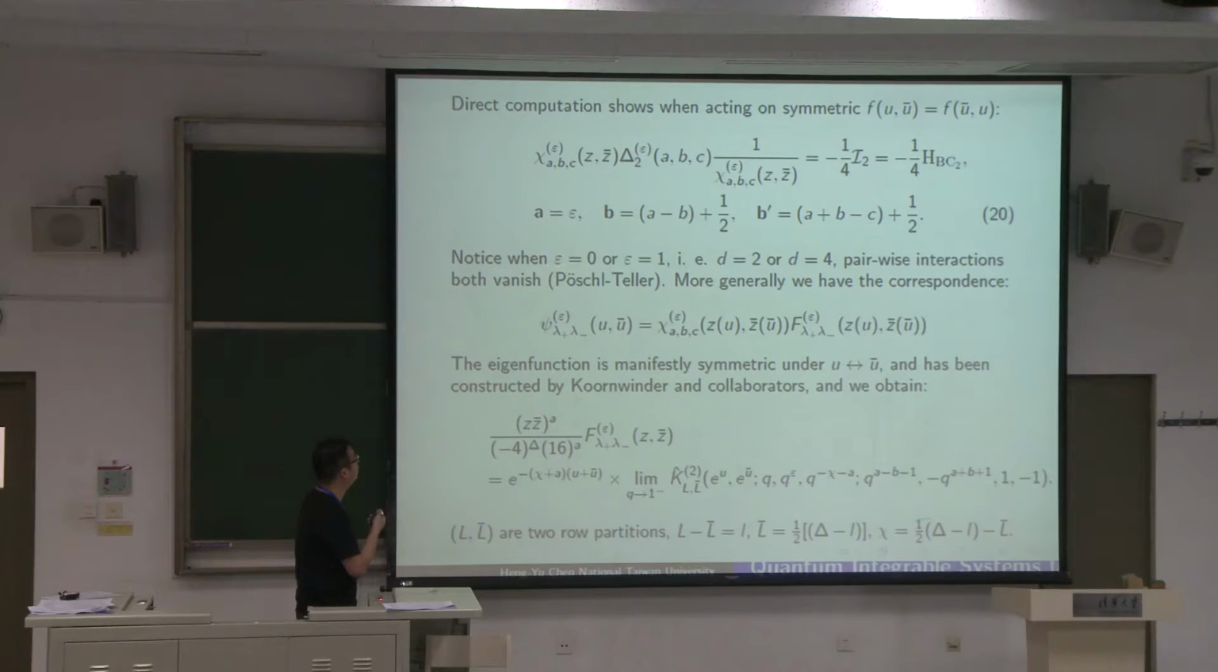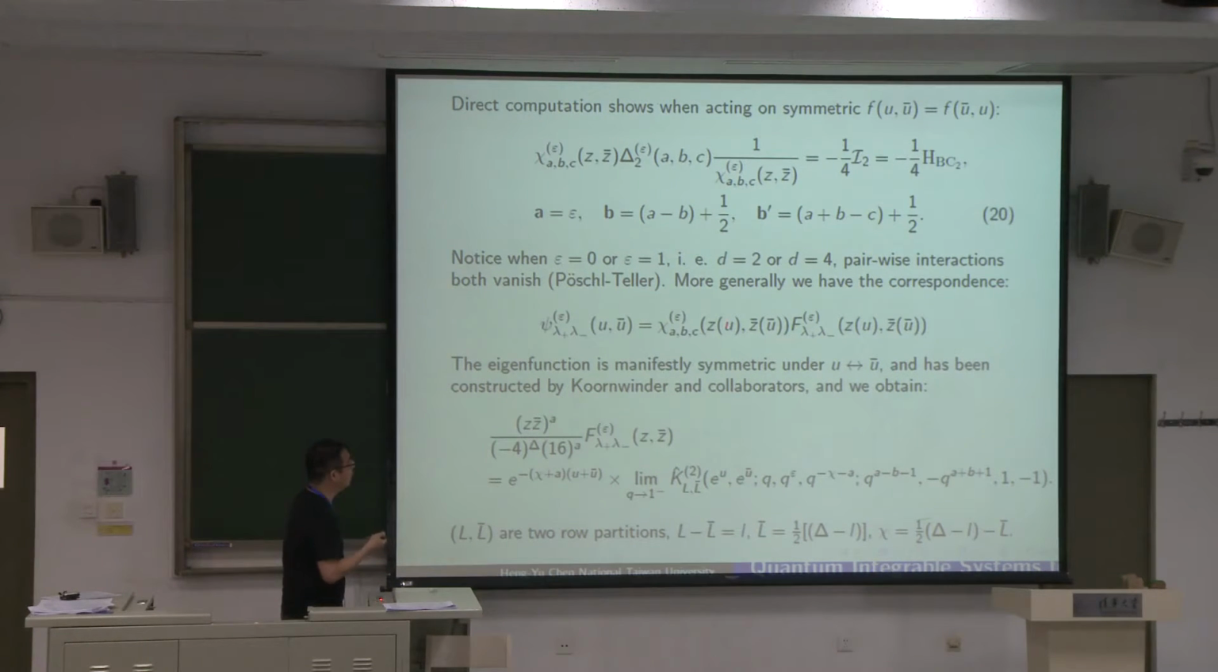So the A here is identified with the scaling dimension, and B and B prime are identified with the space-time dimension. In particular, when epsilon equals 0, which is 2 dimensions, and epsilon equals 1, which is 4 dimensions, all this pairwise interaction actually cancels, and it's kind of cute that the system reduces to something you did in elementary quantum mechanics. This is something called the Pöschl-Teller Hamiltonian.